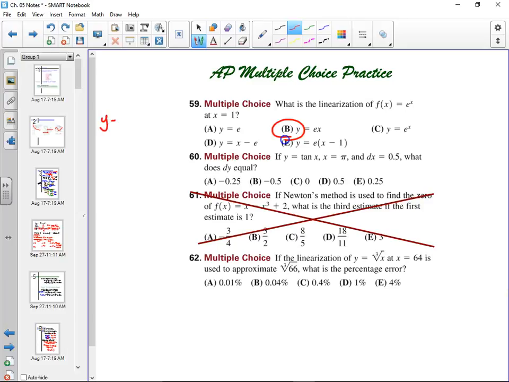Long story short, you have y minus b equals e times x minus 1, plus. Number 60. What does dy equal? Hopefully you guys are plugging into secant squared of, and you're doing when x is equal to pi, times 0.5. Secant squared is 1 over cosine squared. Cosine of pi is -1, but squared is a positive 1. So you guys should have gotten d.